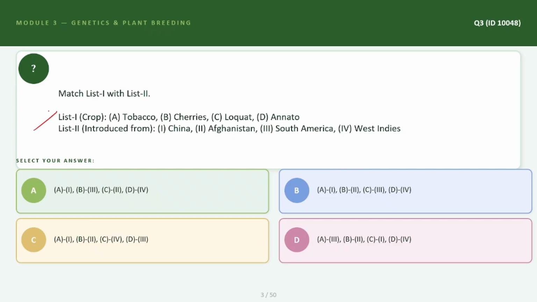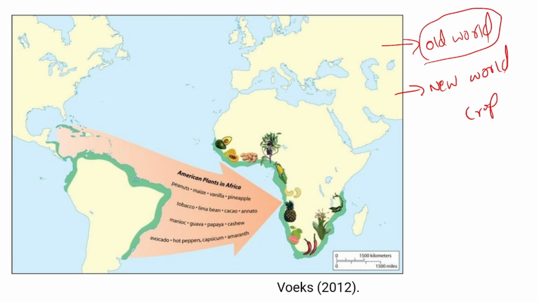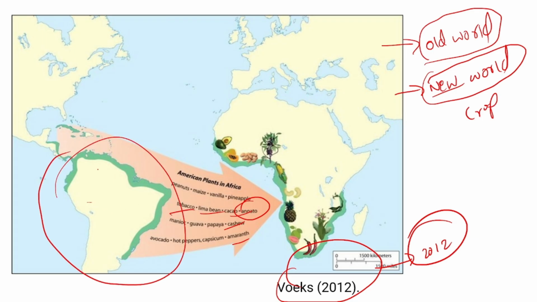Then here also it's a very simple question. It's a center of origin question. Here you have to know one concept called old world and new world crops, and which crops belong to the old world and which to the new world. If you want, you can read this paper, Warren et al. 2012. Apple, amaranthus, cashew, tobacco, and lima bean moved from the new world to the old world.